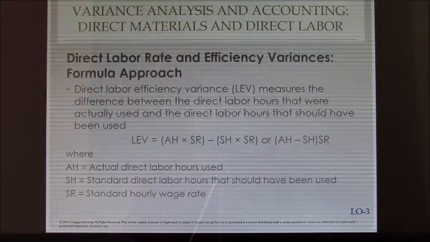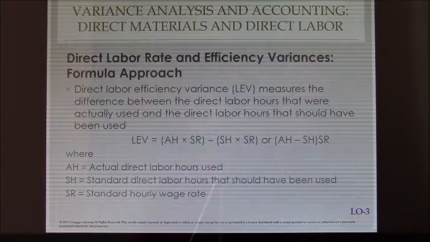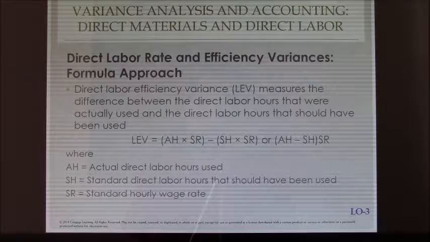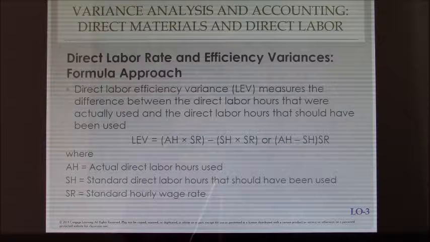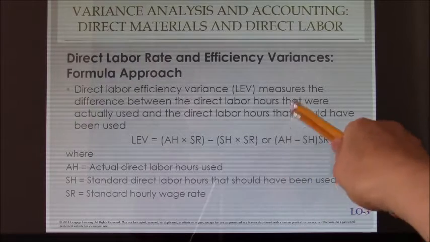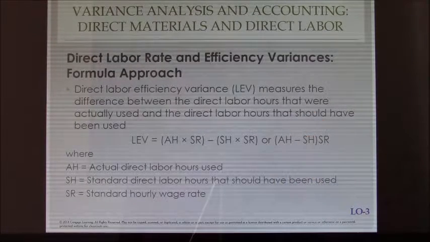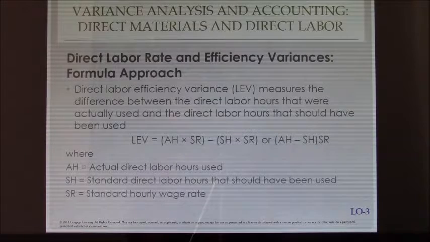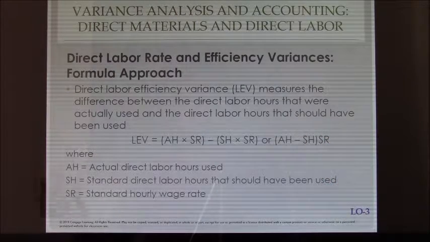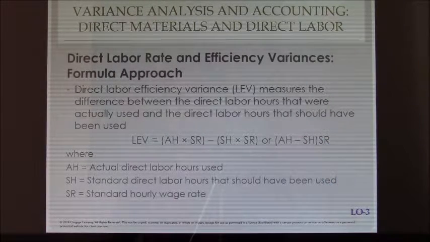Same thing with efficiency. Did they use more hours than they should have? Another formula, actual hours minus standard hours times standard wage rate. So the standard wage rate is the same for both actual and standard. So now we can figure out where the difference would be, the efficiency then, because there's no difference in the rate. The rate's the same applied to both, so the difference has to be in the efficiency.